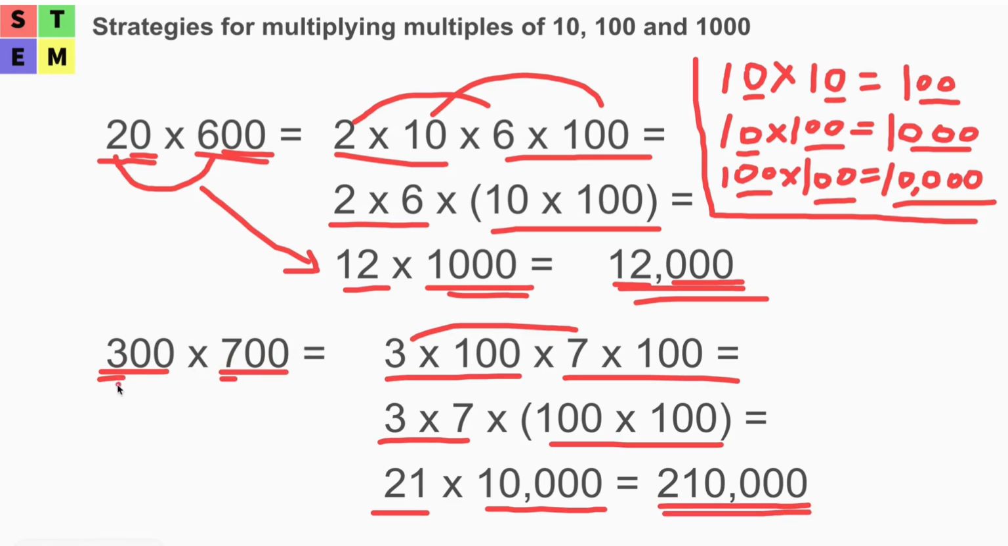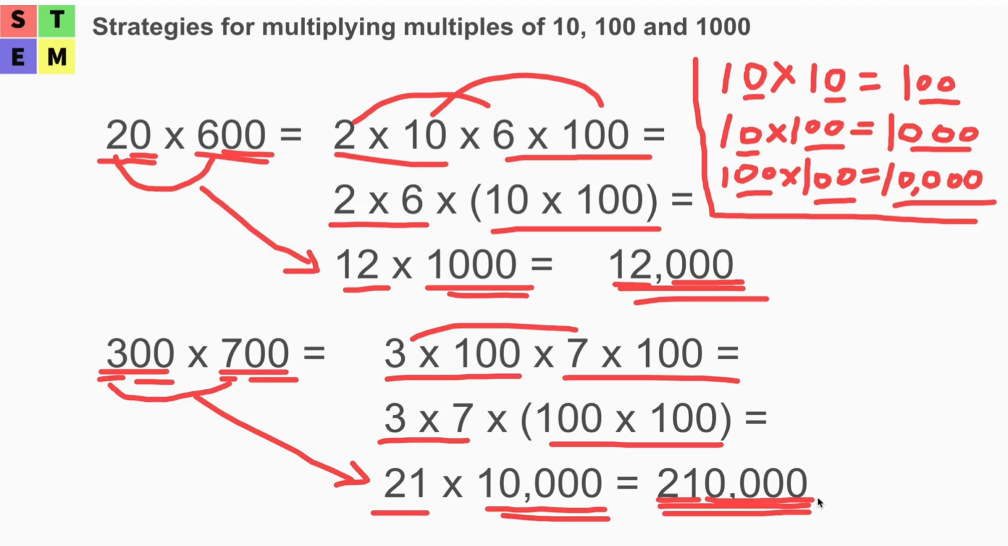Okay. So again, let's look back. So 3 times 7, we got 21 there. We got 21 here. And then the zeros: 1, 2, 3, 4. So we got 2 zeros there, 2 zeros there. We got a total of 4 zeros. So 4 zeros, we can see it here, and we can see it at the end of the calculation. So that's 210,000 there.